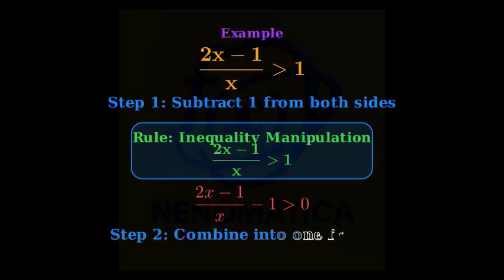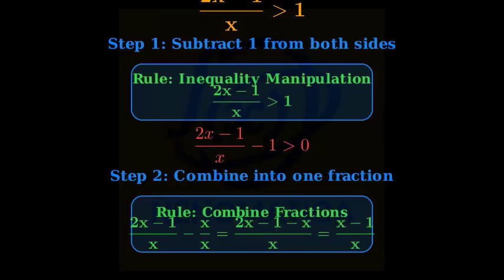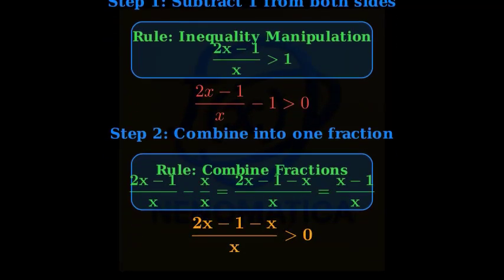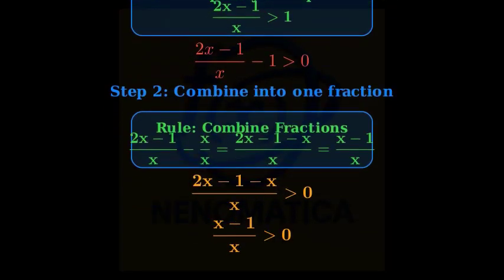Step 2. Combine into a single fraction. Replace 1 by x over x and combine numerators. We get 2x minus 1 minus x over x is greater than 0. Simplify the numerator to x minus 1 over x is greater than 0.